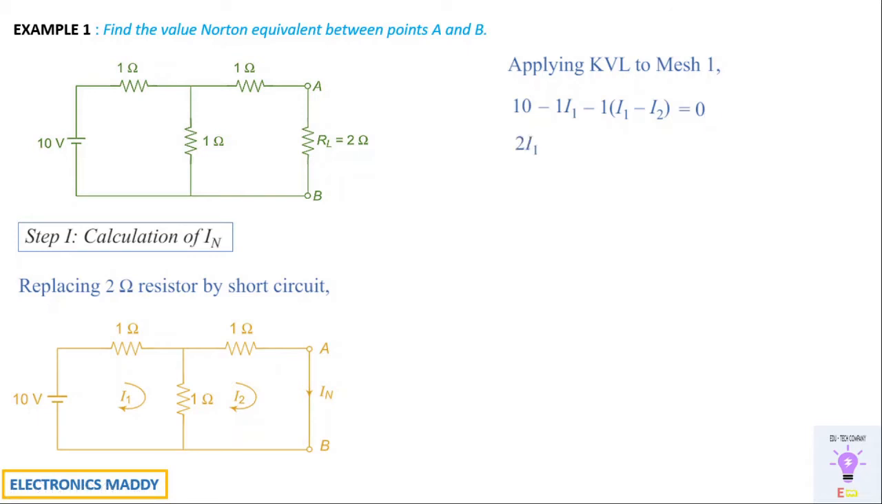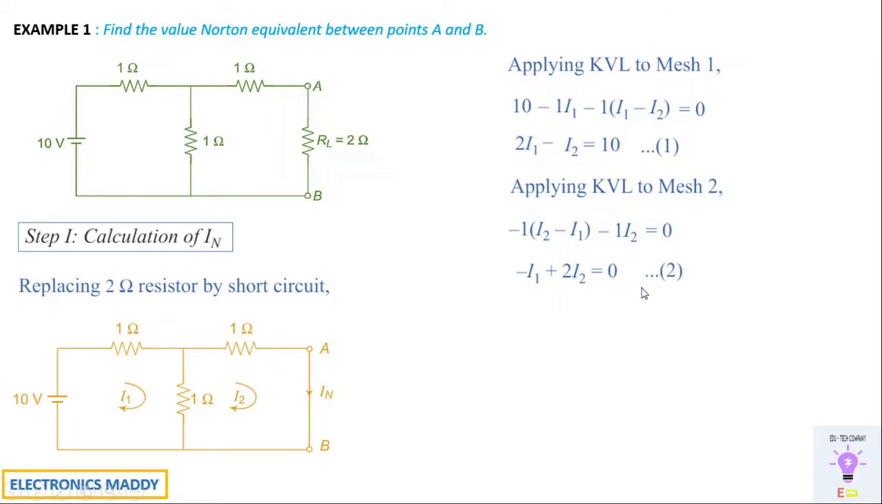I'll simplify this by simple addition and subtraction, and we will get this particular equation. We will label this as equation 1. Now applying KVL to mesh 2, I'll do the same procedure. With respect to the 1 ohm resistor, it's entering at plus and leaving at minus, so minus 1 into I2 minus I1. Then again with respect to the other 1 ohm, it is plus here and minus here, so you have minus 1 into I2, that is equal to 0. No components are present in this particular branch, so we write it that way. We simplify this and label it as equation 2.